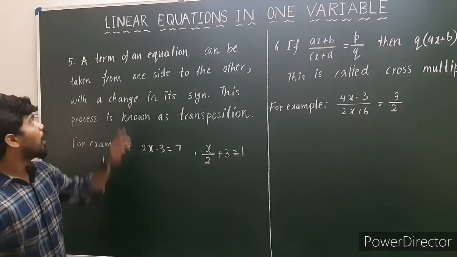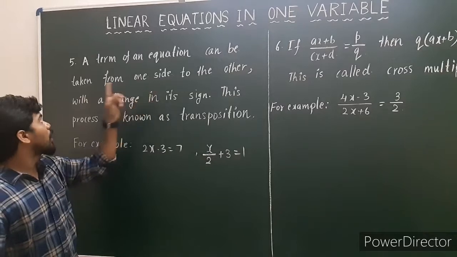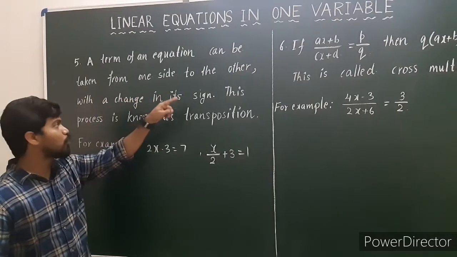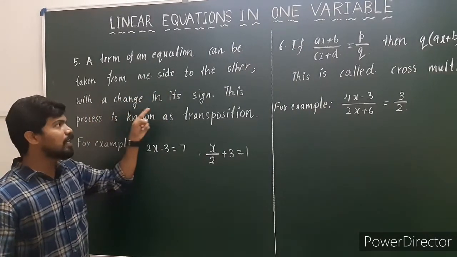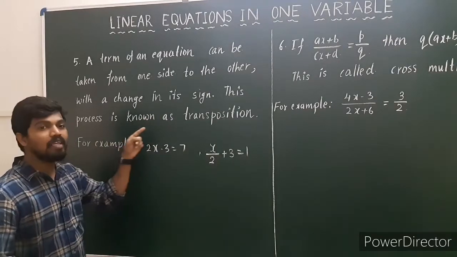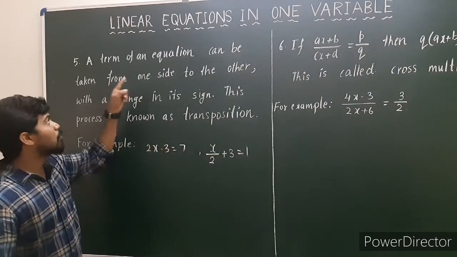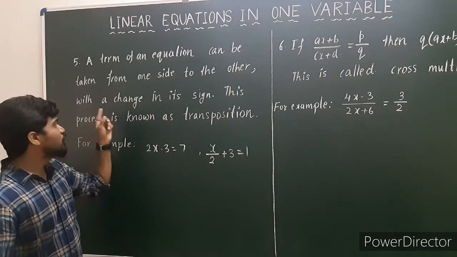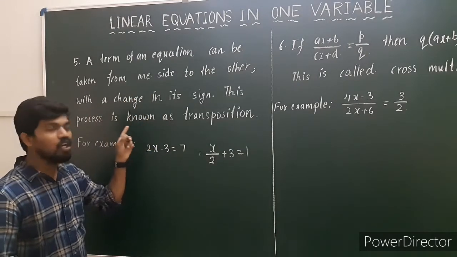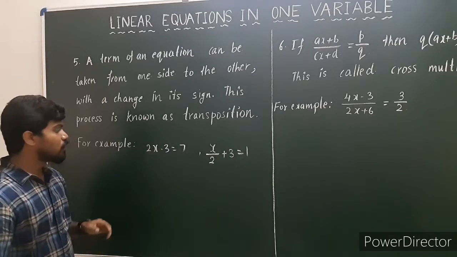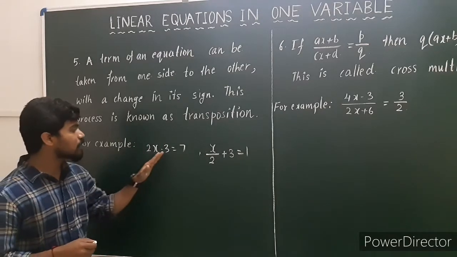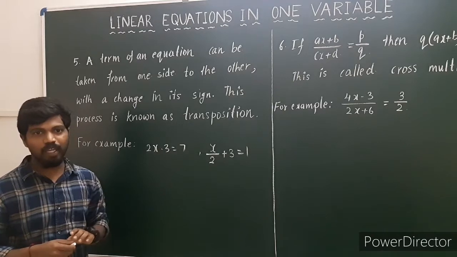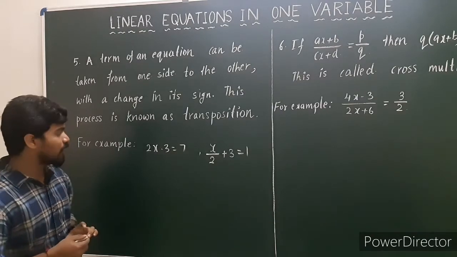Okay, next term. A term of an equation can be taken from one side to the other with a change in its sign. So this is known as transposition. So for example, 2x minus 3 equal to 7.